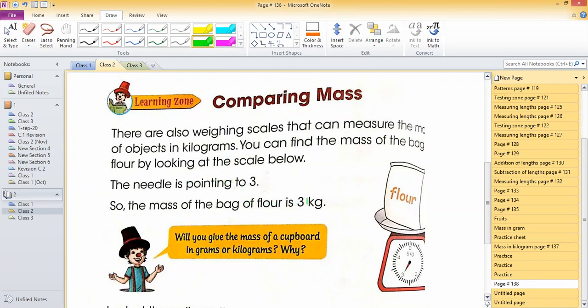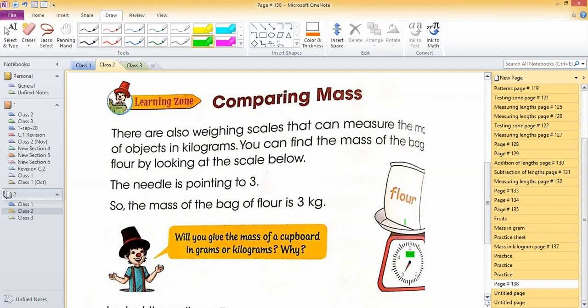As we already discussed, guys, that we can check the mass in the different weighing scales. This weighing scale I have already discussed with you in the last example. You can see these numbers are all in kg. Look at this. This is 5 kg, right? So for that, you can see the flour is on the weight scale.